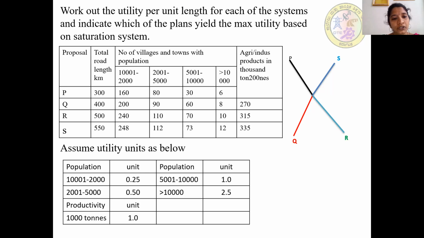For 1001 to 2000, we are assuming the utility unit of 0.25. For 2001 to 5000, the utility unit is 0.5. The productivity unit for 1000 tons he has given as 1. Okay, so this is the data given. So we have four road proposals with different road lengths. Now, depending upon the different population ranges, you are converting the population ranges to 1 unit and calculating the total productivity units or population units in the particular proposed road.